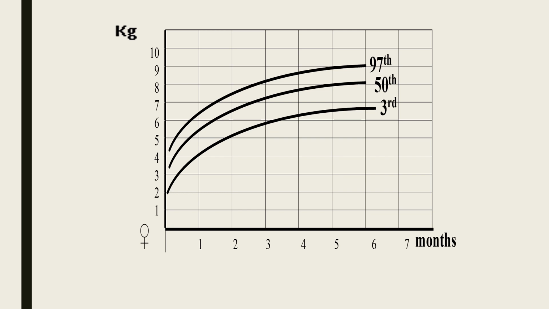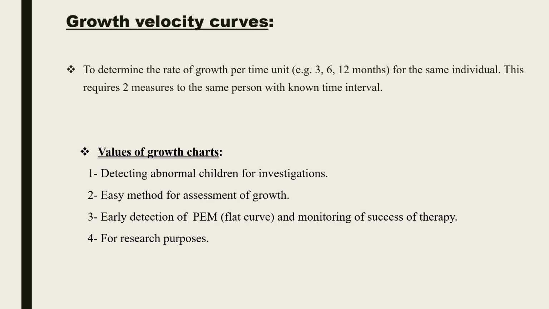This is an example of the growth chart. As you see, the 3rd, the 50th, and the 97th centile. Also, we have growth velocity curves. This is to determine the rate of growth per time unit. This requires 2 measurements of the same person with a known time interval, like every 3, 6, or 12 months.